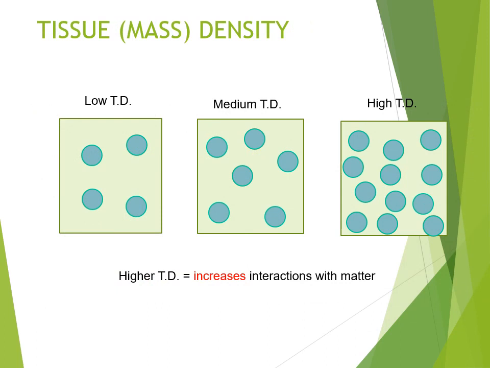Tissue density. So we have low tissue density, medium tissue density, and high tissue density. Tissue density or mass density is the number of atoms or molecules in a given space. And the lower the tissue density, the less likely that the X-ray photon going through is going to interact with an atom or molecule. With a higher tissue density, it'll increase that. So an increase or higher tissue density increases interactions with matter, and that's both Compton and photoelectric interactions.